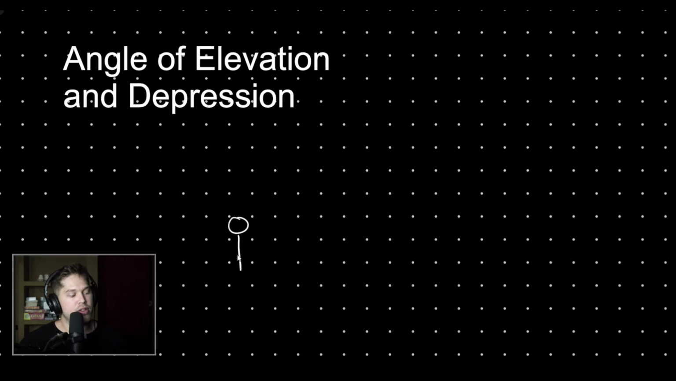Now, let's illustrate this. So we have some person, let's call it you, and you're looking straight out. Okay, this is your line of sight. Now if you tilt your head up, your line of sight is going towards the sky. This angle between where your line of sight was and where it ends up is your angle of elevation.